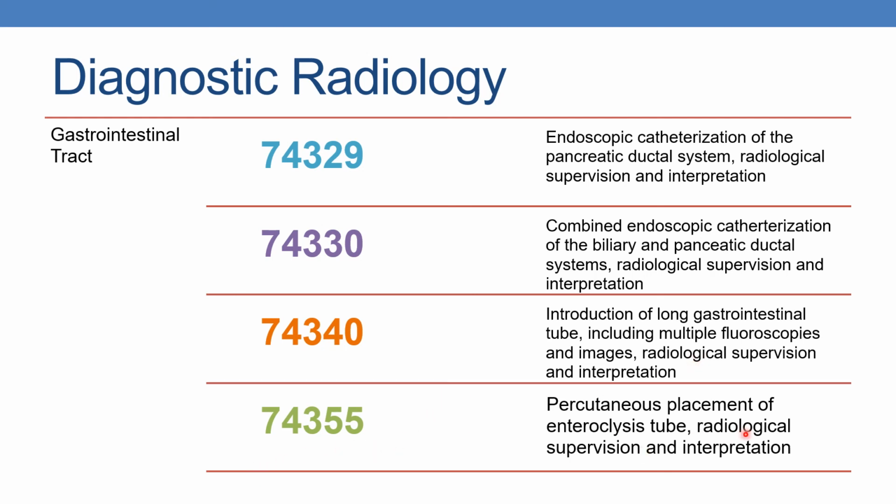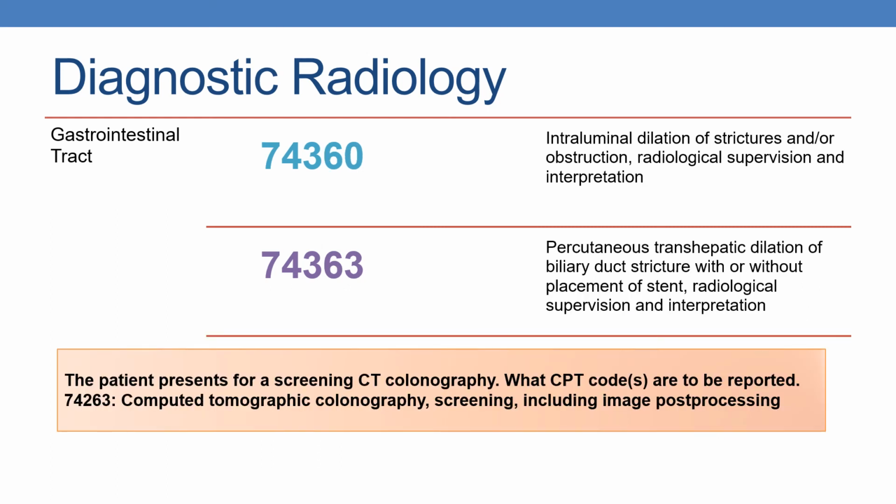74355 is nothing but percutaneous placement of enterolysis tube, radiological supervision and interpretation. Now coming to the next CPT, that is 74360, which is nothing but intraluminal dilation of strictures and/or obstruction, radiological supervision and interpretation. The next is 74363, which is nothing but percutaneous transhepatic dilation of biliary duct stricture with or without placement of stent, radiological supervision and interpretation.